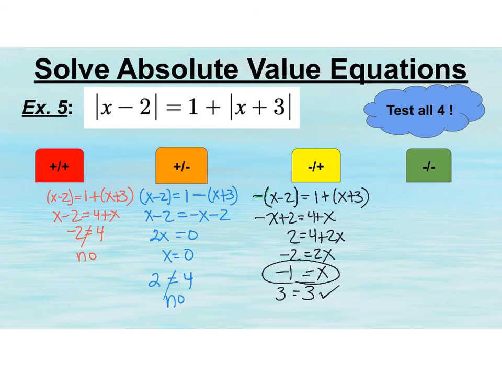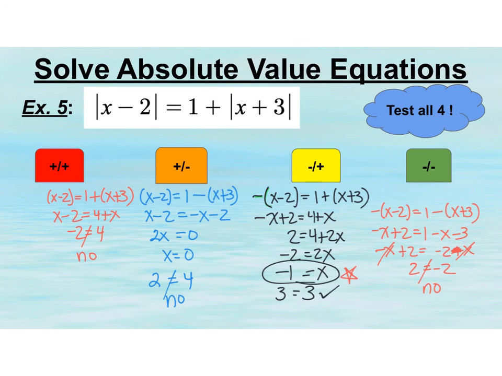I'm going to make them both negative. Distribute. Oops, that should be a negative there. So my x's are going to cancel and I have 2 equals -2, which is not correct either. So I am only going to have one answer here, and that is x equals -1.